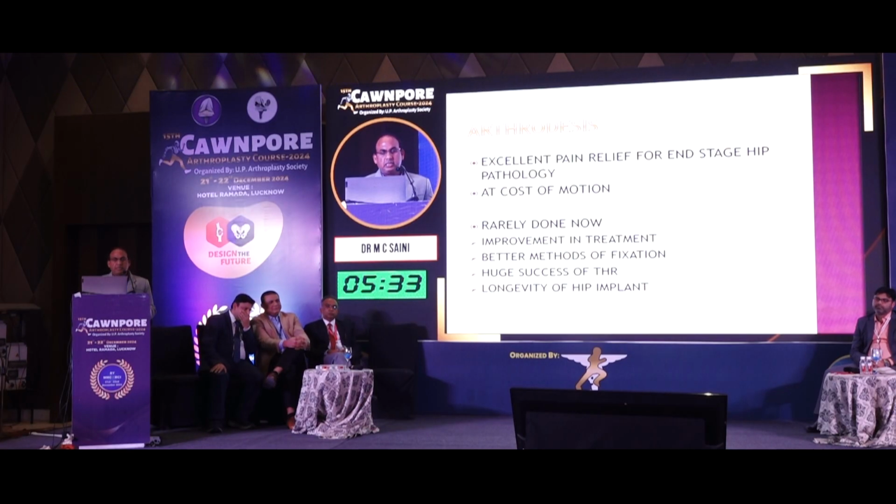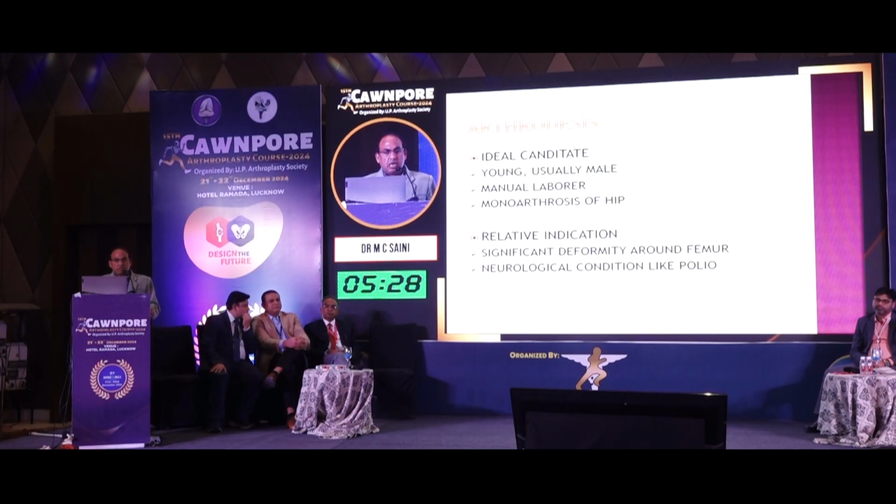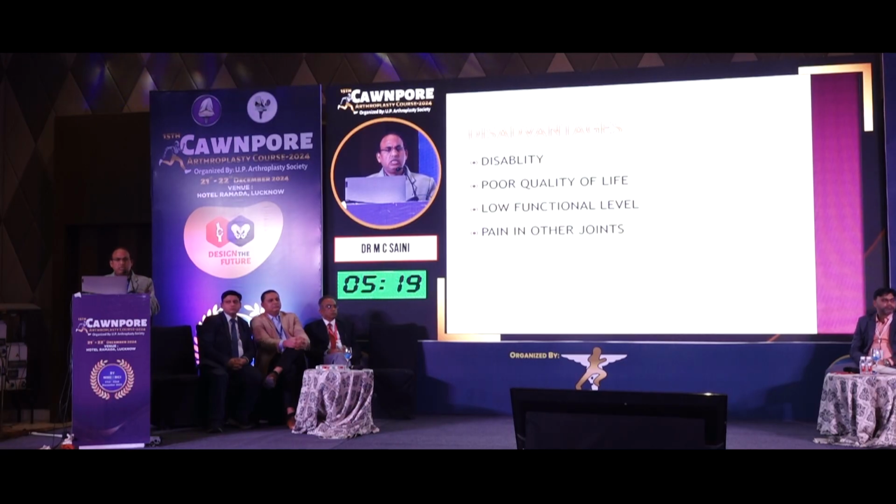With improvement in treatment, better methods of fixation, and the longevity of hip implants in THR, arthrodesis is an ideal candidate for the young manual laborer with monoarthrosis of the hip. A relative indication is significant deformity around the hip or a few neurological conditions like polio. Disadvantages are poor quality of life, disability, low functional level, and pain in other joints.